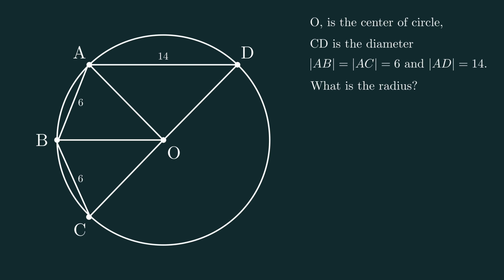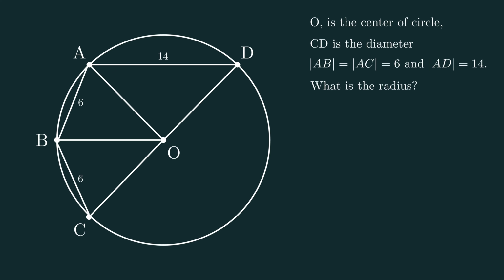Point O is the center of the circle. CD is the diameter. The lengths of chords AB and AC are each 6 units, and chord AD is 14 units long. The question is, what is the radius of the circle? Okay, last chance to pause the video and try it yourself. Here's how we'll approach it.